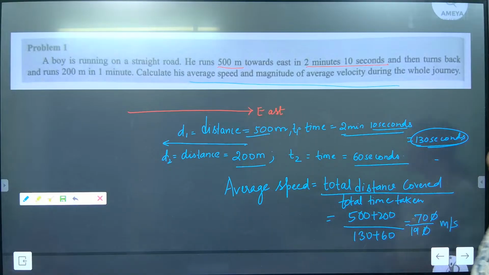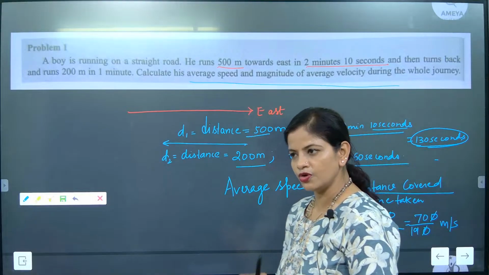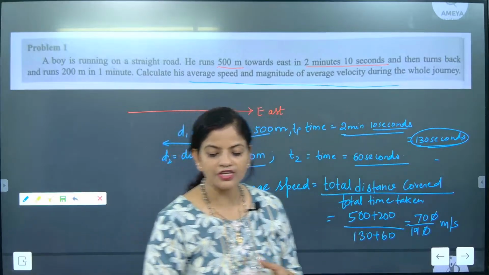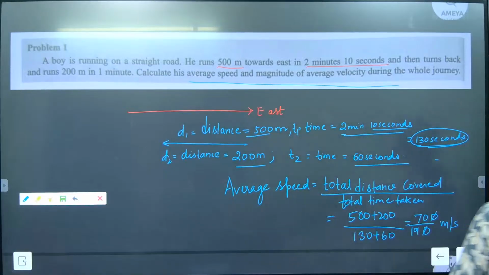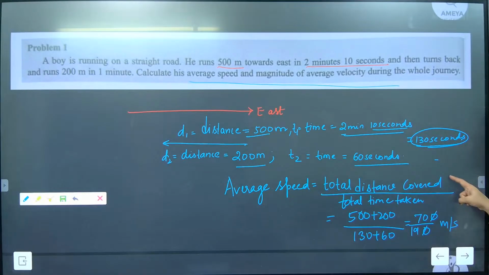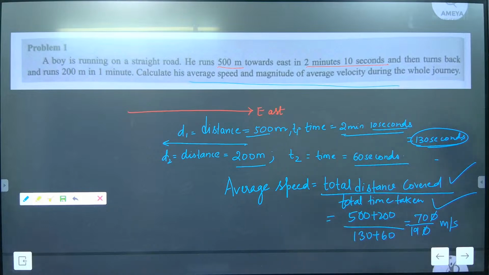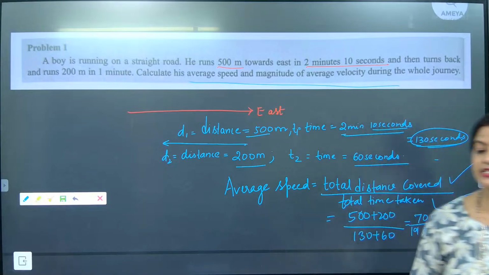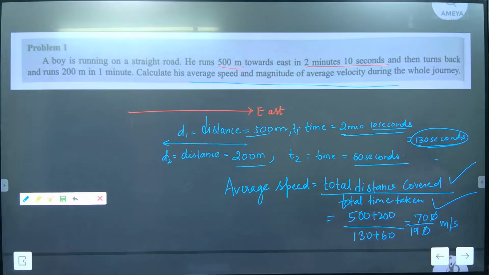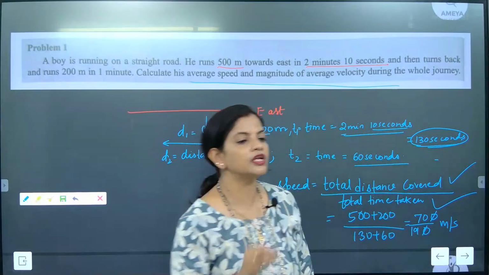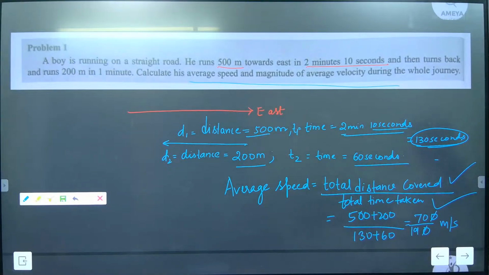So this is called average speed. You got it? You noted, beta? So average speed we have found. Now the next part of the question is what? Average speed is total distance covered by total time taken. That is considered as average speed.